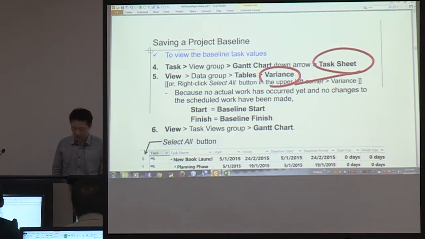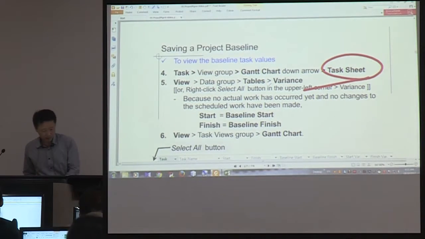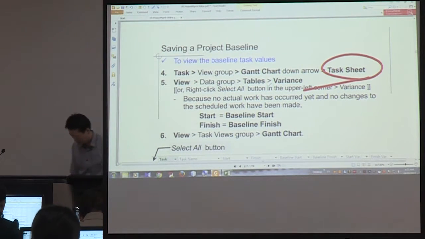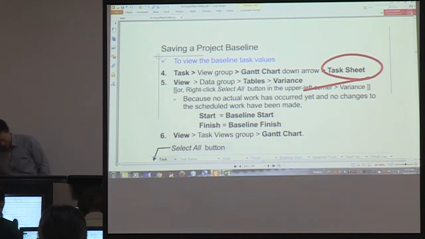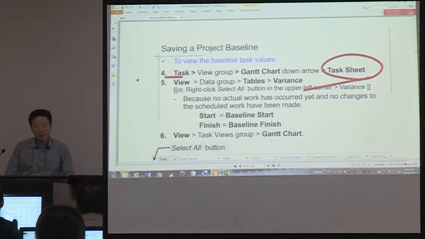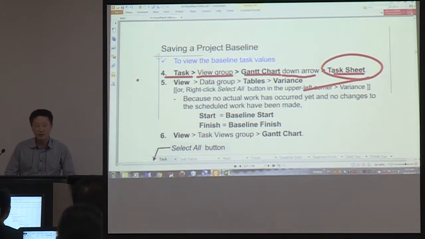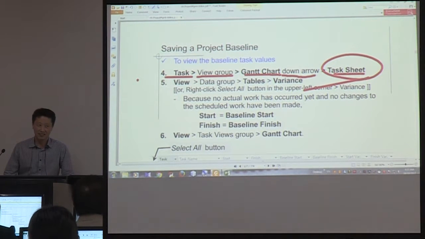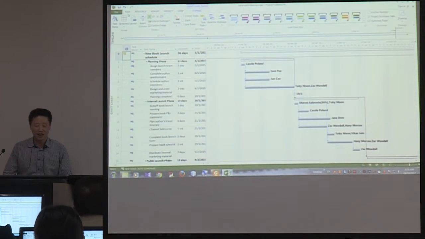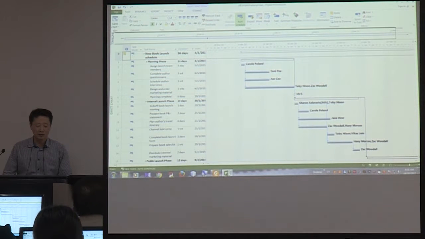I noticed that some of you cannot follow this instruction here. Task, view group, Gantt chart, down arrow, task. What does this mean? If you cannot follow this line, you cannot follow me, really. What this means is you click task. You go to the view group here.